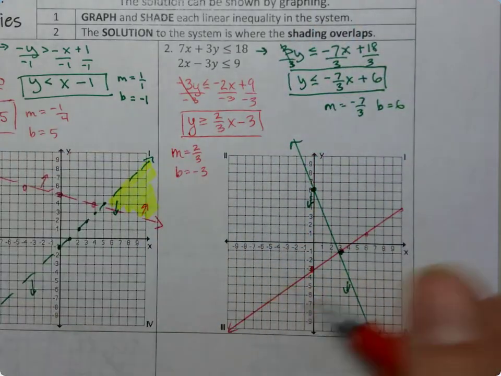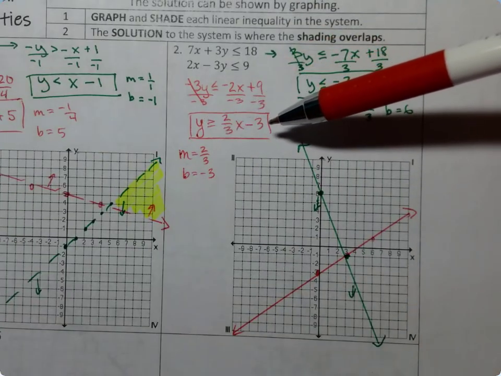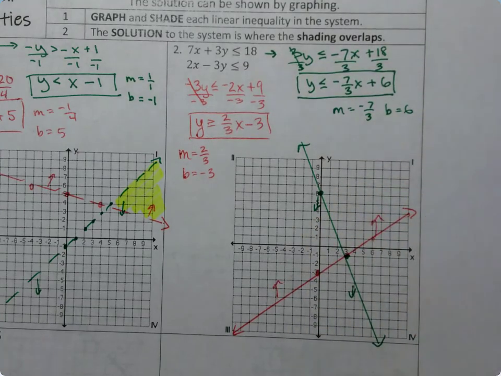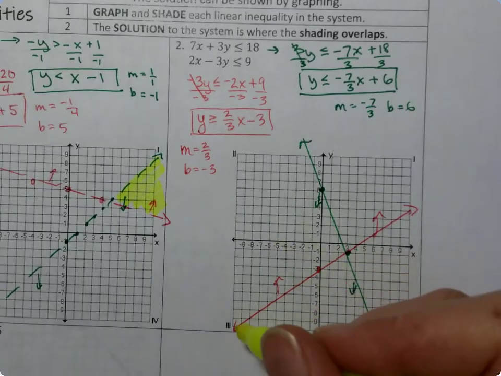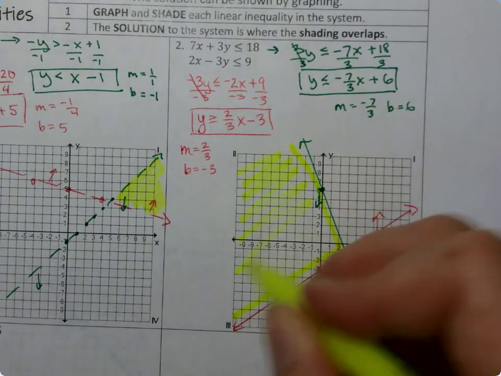Take a second, determine where you're shading. Remember, we flipped it. Always go back to your simplified y equals mx plus b. Y is greater. So the final shaded region is along the line, and then everything here.